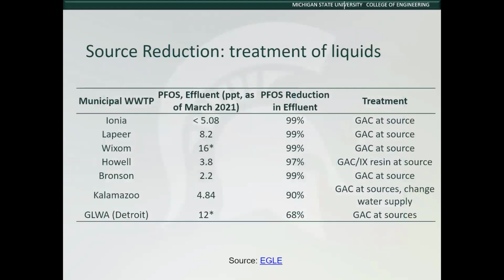This table demonstrates the effectiveness of granular activated carbon for the removal of PFAS. Granular activated carbon was implemented at a number of sources as part of the industrial pretreatment program. And it can be noted here that for 5 of the 7 sites, greater than 97% reduction was achieved.